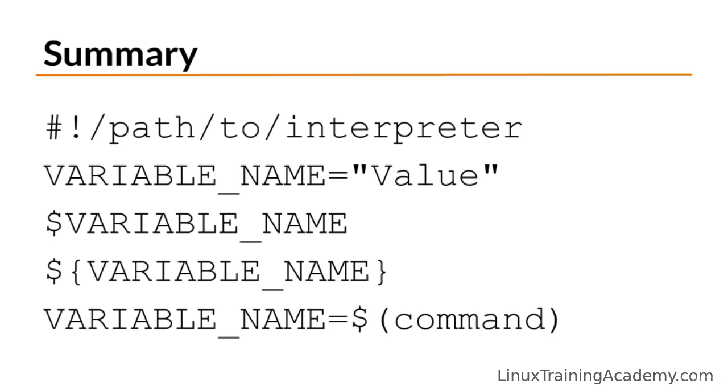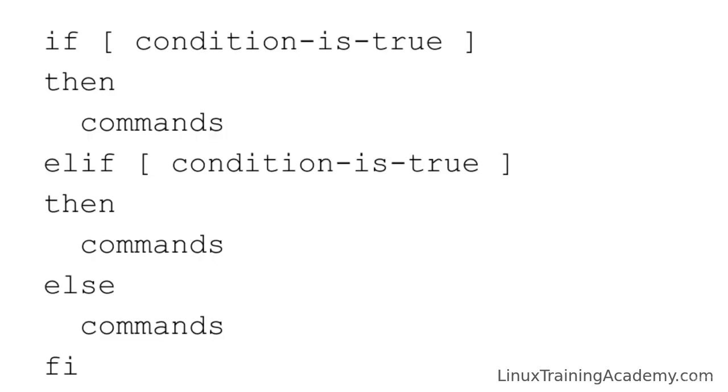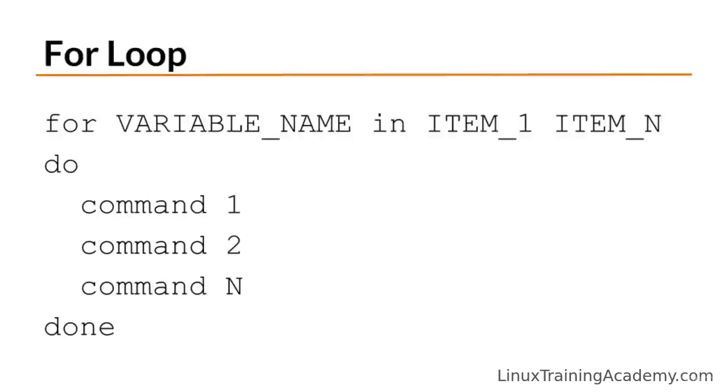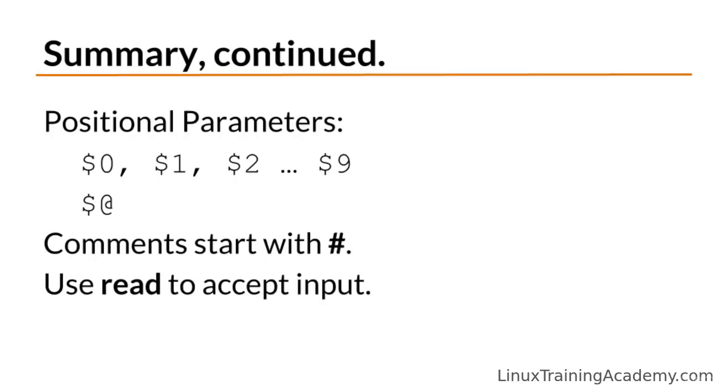To assign the output of a command to a variable, enclose the command in parentheses and precede it with a $ sign. Perform tests by placing expressions in brackets. Tests are typically combined with if statements. Use if-else, or if-elif-else statements to make decisions in your scripts. To perform an action or series of actions on multiple items, use a for loop. To access items on the command line, use positional parameters.